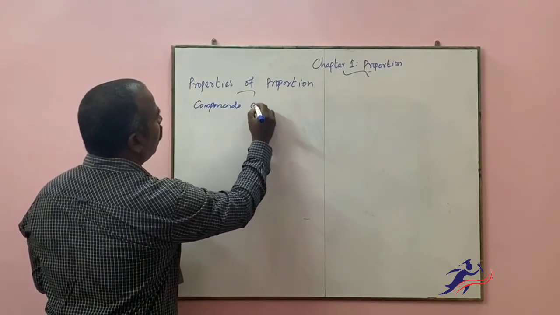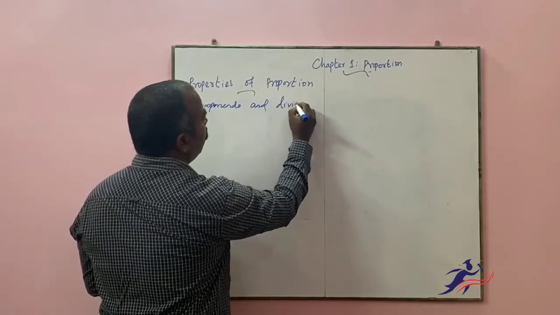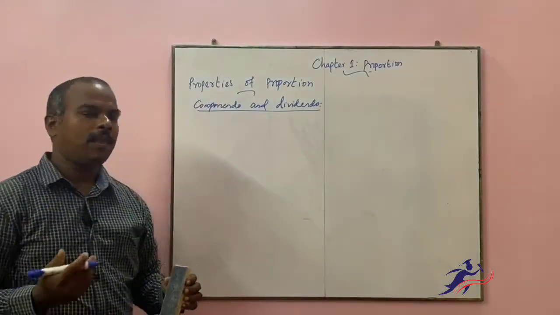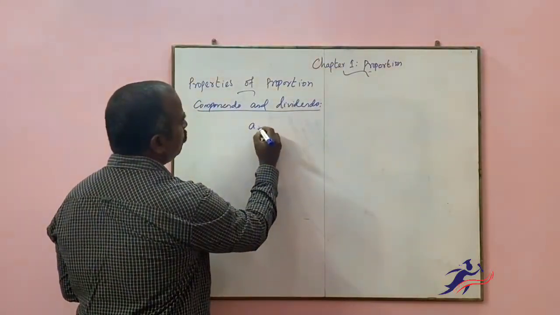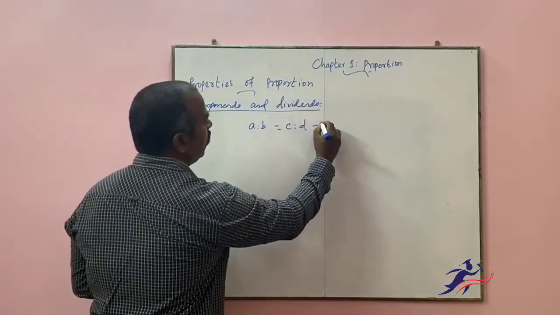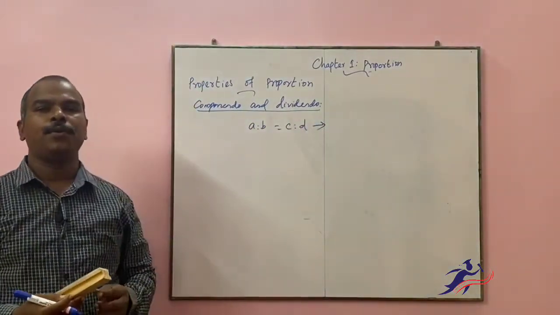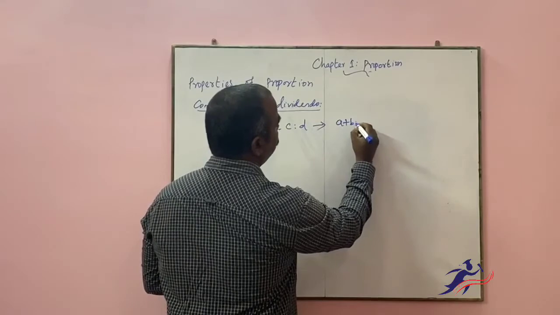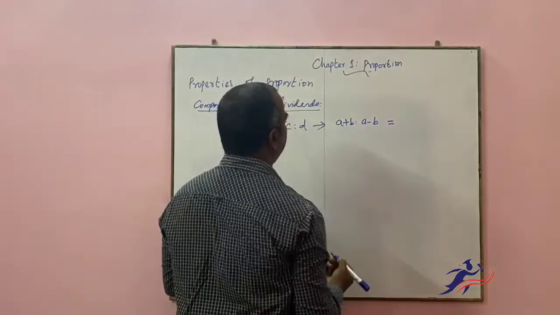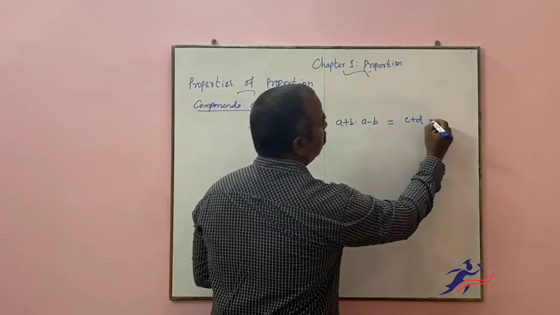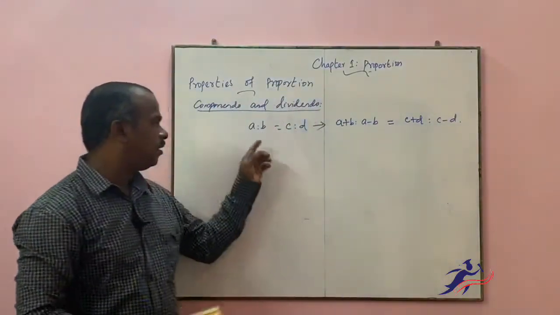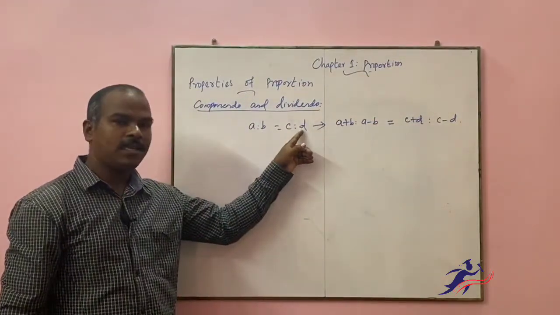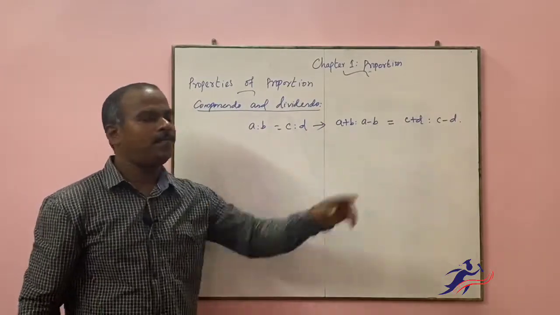So the next one is componendo and dividendo property. So the same, if A is to B is equal to C is to D, then the componendo and dividendo property is A plus B is to A minus B is equal to C plus D is to C minus D. That is, A plus B is to A minus B is equal to C plus D is to C minus D.